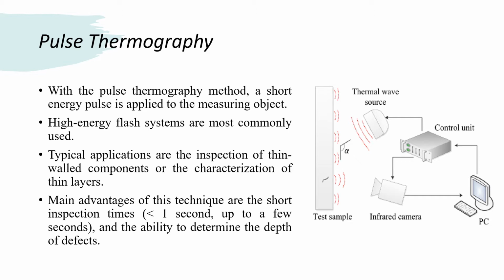Here is the picture where you see the test sample with the crack. Here is the thermal wave source. This is the control unit. This is the infrared camera and this is the monitor. The control unit controls the infrared camera and the thermal wave source. The thermal wave source creates waves on this test sample and then the variation is captured by the infrared camera, which is displayed with the help of this PC.